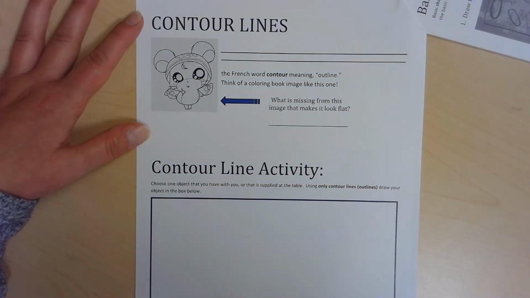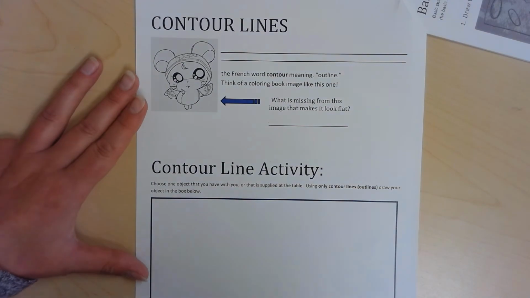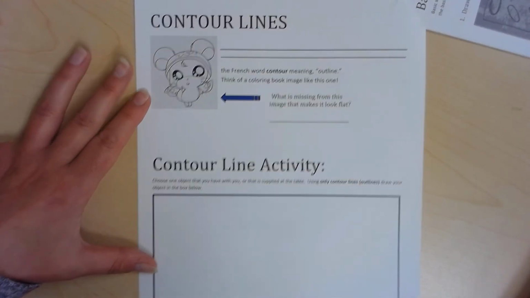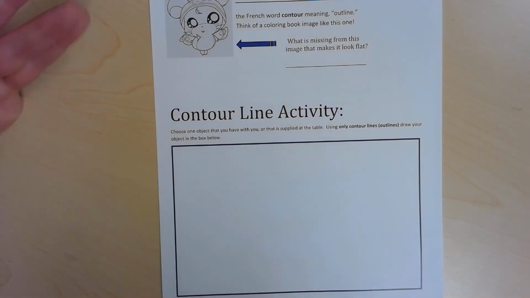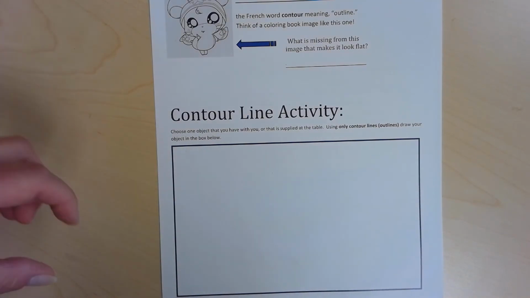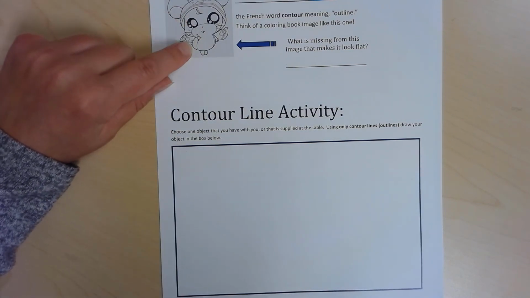Well, if you said value, you are correct. There's no shading. There's no value. Shading and value make depth in a drawing. So for the rest of this activity on this page, if you're in class, you will see some objects at your table, and you're going to be asked to choose one and draw just the outline, just the contour lines. So no value, no shading whatsoever, just the object's outlines, just like this cartoon character up here.